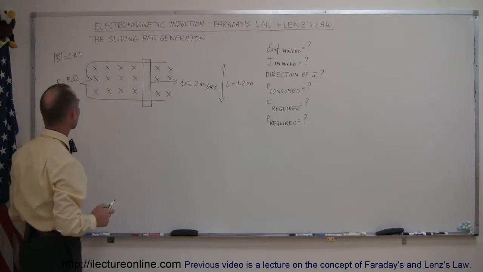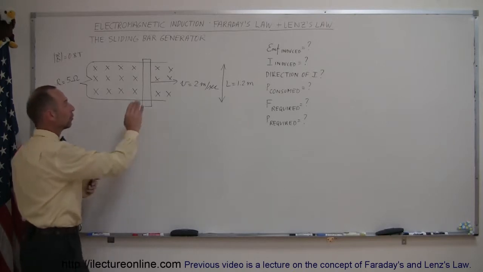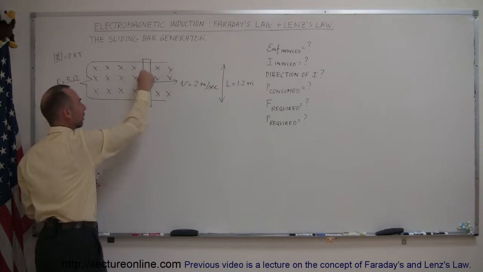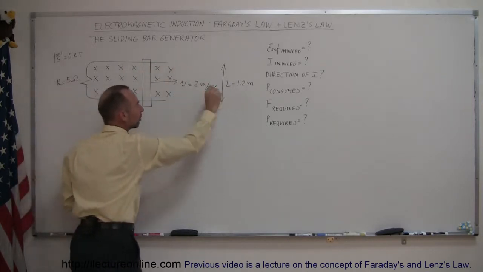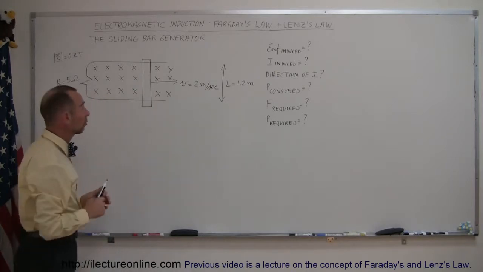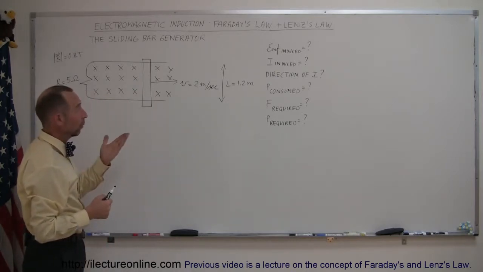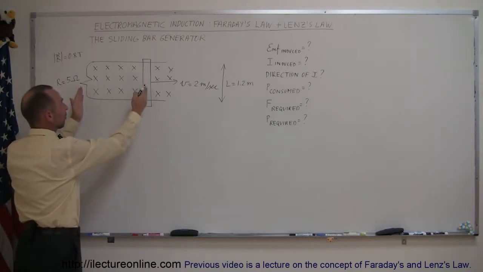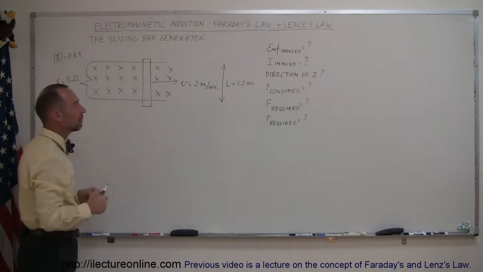The strength of the magnetic field is 0.8 Teslas, and we're going to move the bar to the right at 2 meters per second. The length of the bar from one end to the other end between the two wires here is 1.2 meters. And the kind of questions we could ask are, what is the EMF induced? Because of the increase in the flux, as this bar slides to the right, there's more and more flux through the loop, so there's going to be an EMF induced.